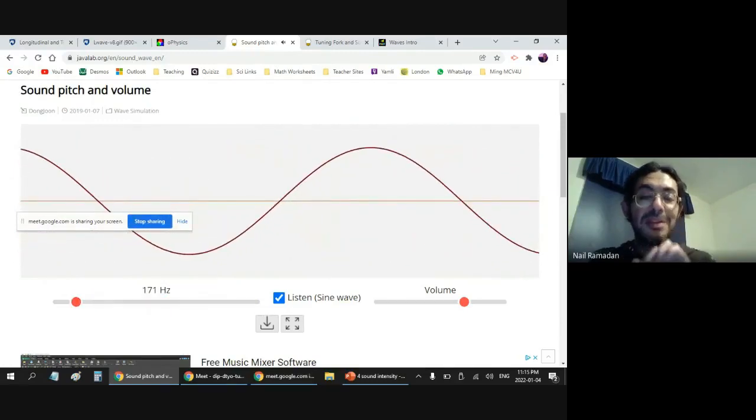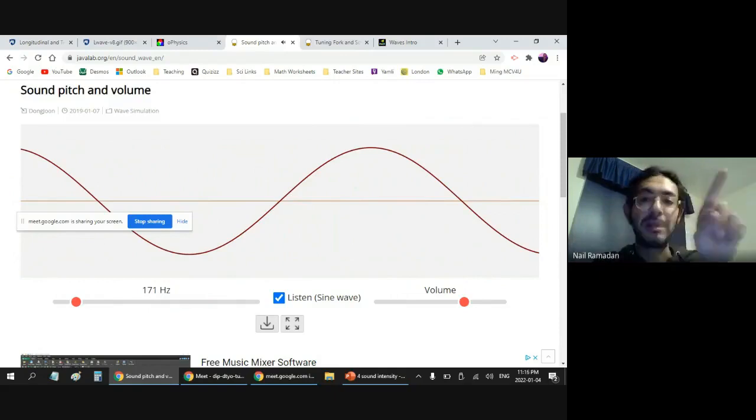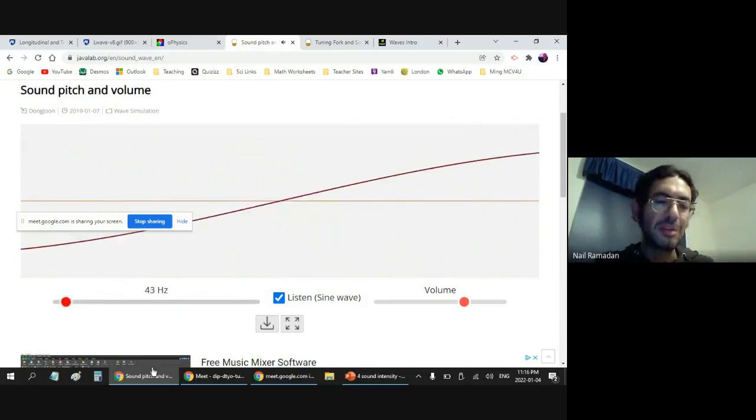If you didn't hear it, I will provide the link and you should really play with this simulation because it will make you perfectly understand the difference between volume and frequency. They are completely independent. You could have a high of one and a low of the other, and completely opposite if you flip them around. So, let me give you an example here.